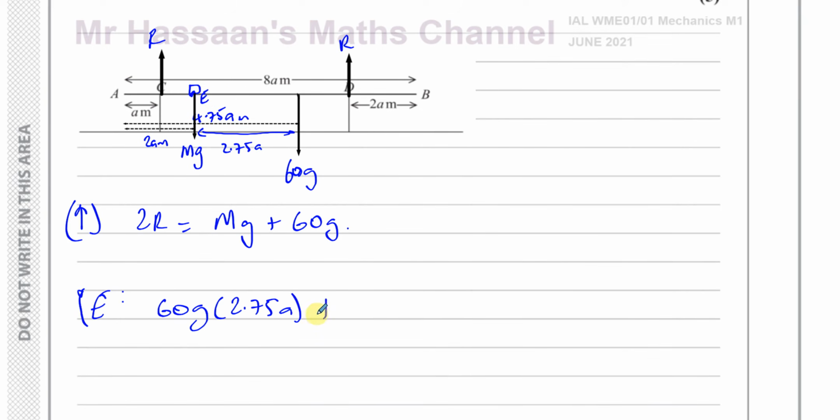So this R is also a clockwise moment. We've got to find out the distance from here to here. Well, we know that's A because this is 2A. So this is A, and we can say this is going to be R, which we don't know, times A. So those two are the clockwise moments.